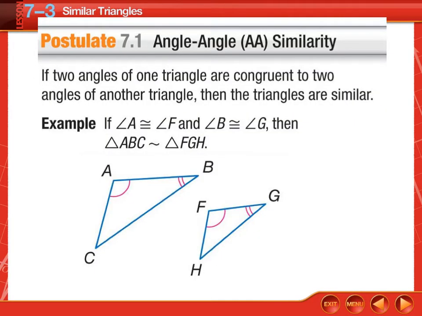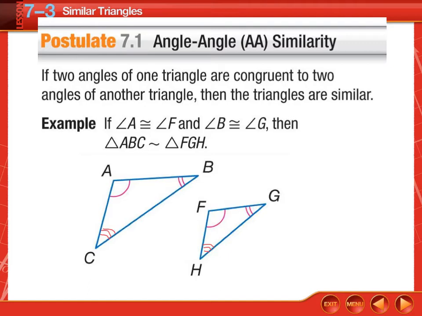Let's take a look at angle, angle, angle. First of all, it's named angle, angle, but we know that the third angle is going to be congruent. So here, if A and F are marked as congruent and B and G are marked as congruent, then by the third angle we know arithmetically they have to be congruent. So this postulate would show that triangle ABC is similar to FGH by the angle, angle postulate.